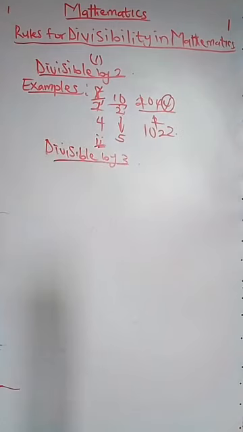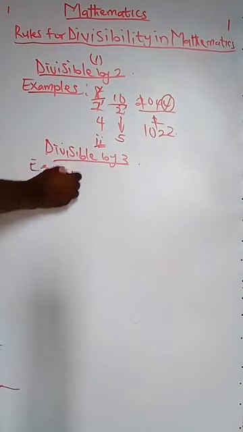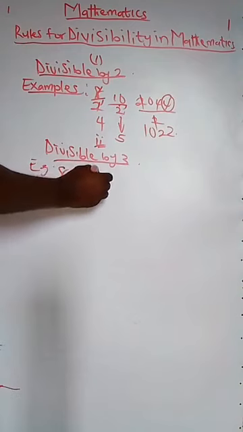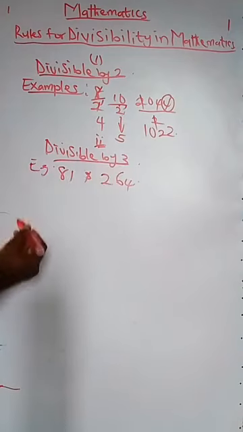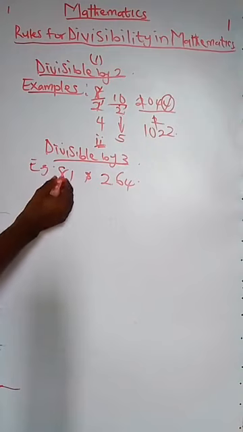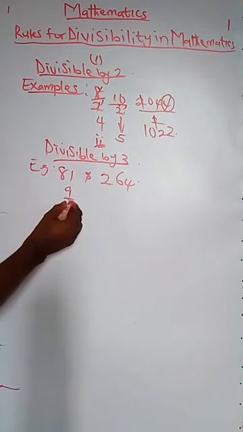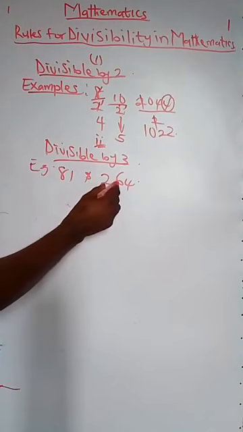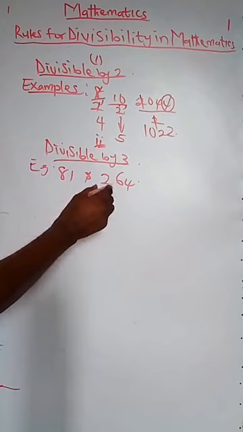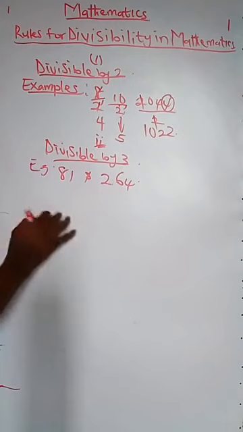A whole number is divisible by 3 if the sum of its digits is divisible by 3. E.g., 81 and 264. Let's check if the sum of the digits is divisible by 3. 8 plus 1, 9. 9 is divisible by 3, right? Good. 264. Let's check. 2 plus 6, 8, plus 4, 12. 12 is divisible by 3. So 81 and 264 are divisible by 3.